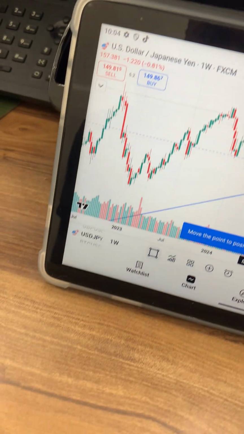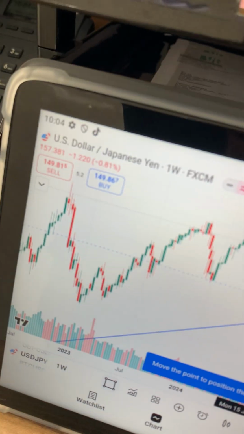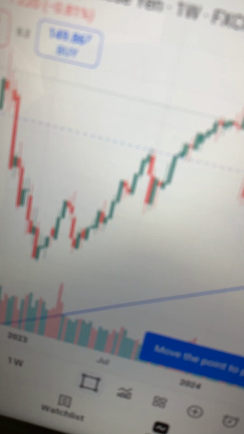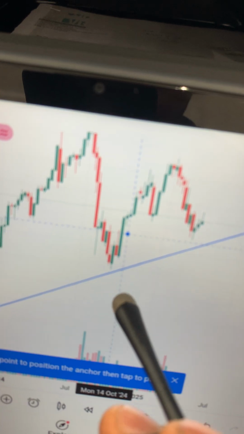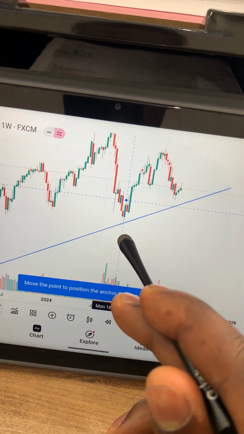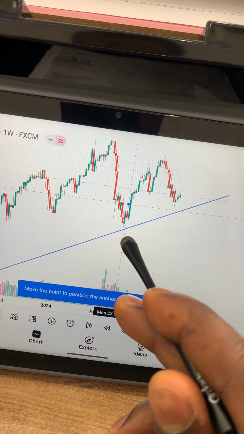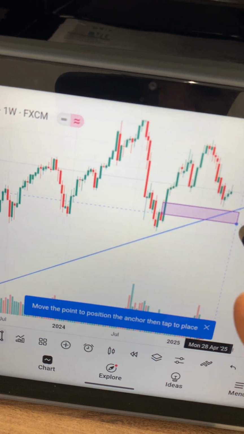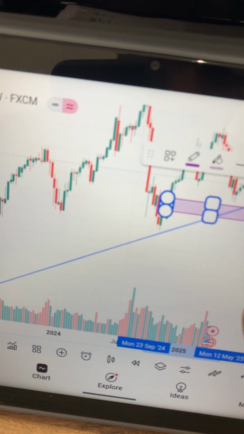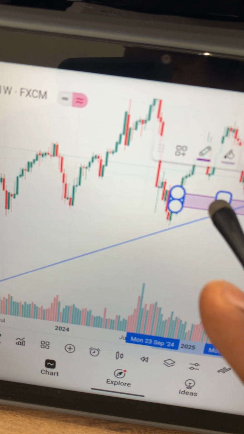What you're supposed to identify is a demand zone. What is basically a demand zone? A demand zone is the last candle before the impulse. So this candle, the week counts. This week here counts. So you have to identify the candle by the week, and you draw your demand zone like this. So this is our demand zone, guys.